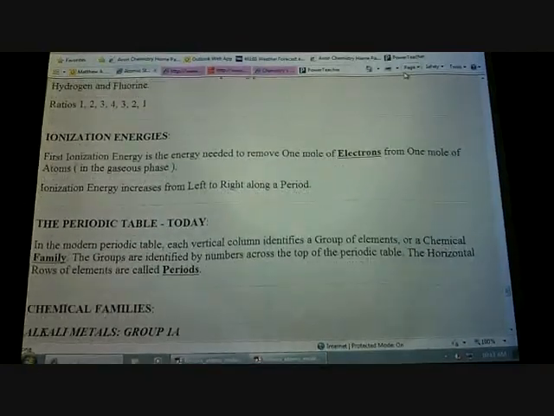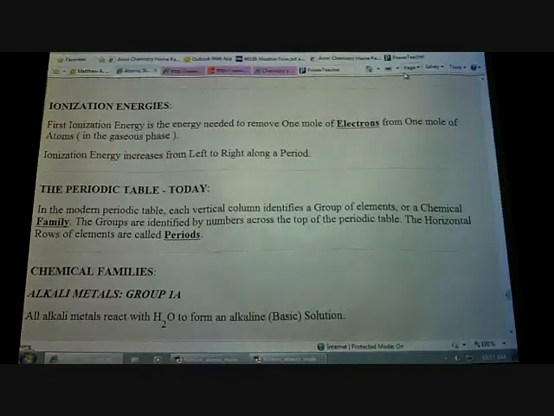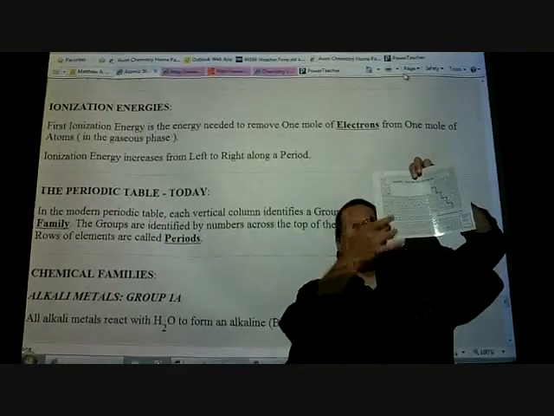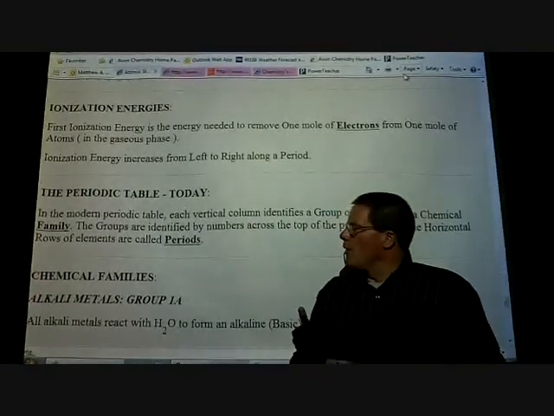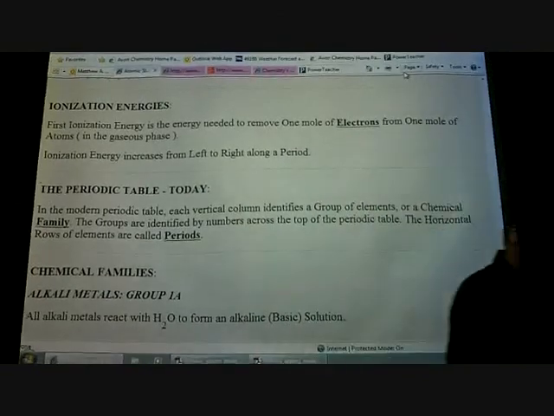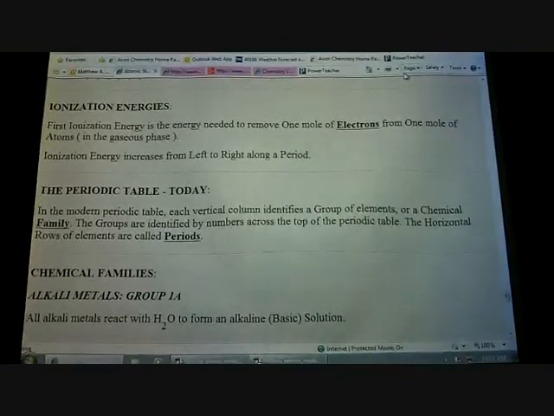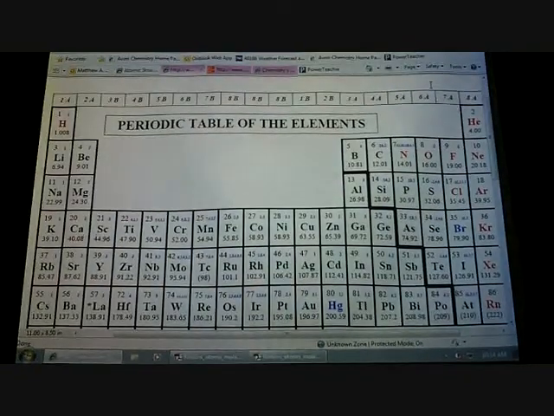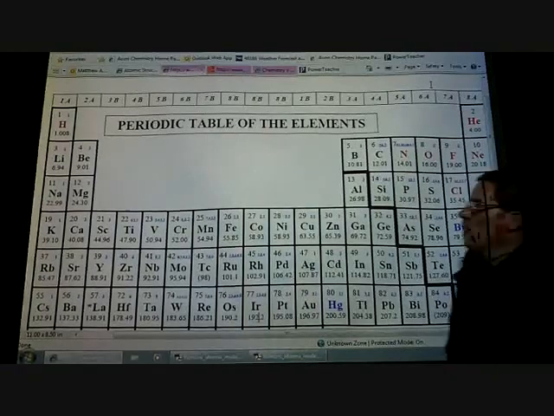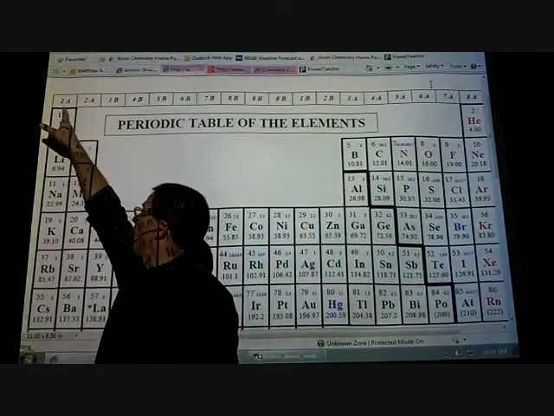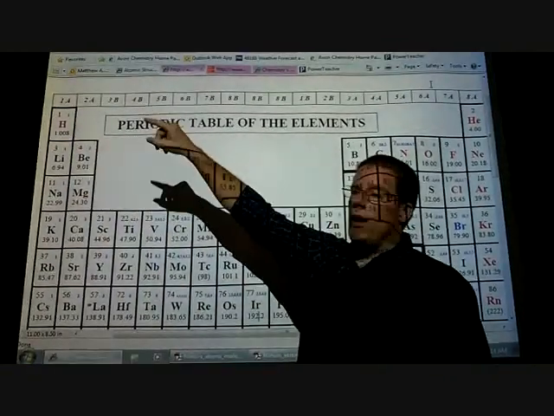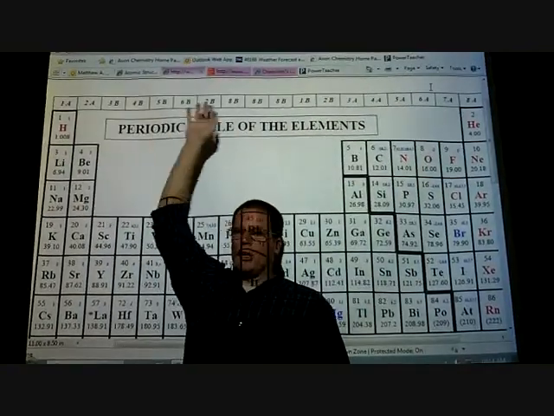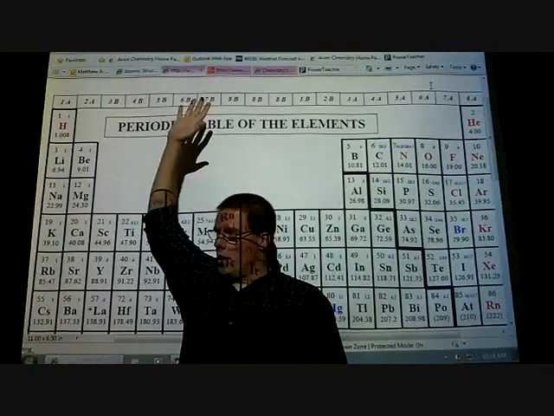Chemical families. The periodic table today is arranged with our families, which are our columns. Okay. And the periods are the rows. Now, let me throw the big periodic table up here. So looking at the periodic table of today, this is how it looks. You'll notice that it's labeled 1, 2, 1A, 2A, and then skip over to 3A and so on. We have these B's here because the B's represent the transition metals.